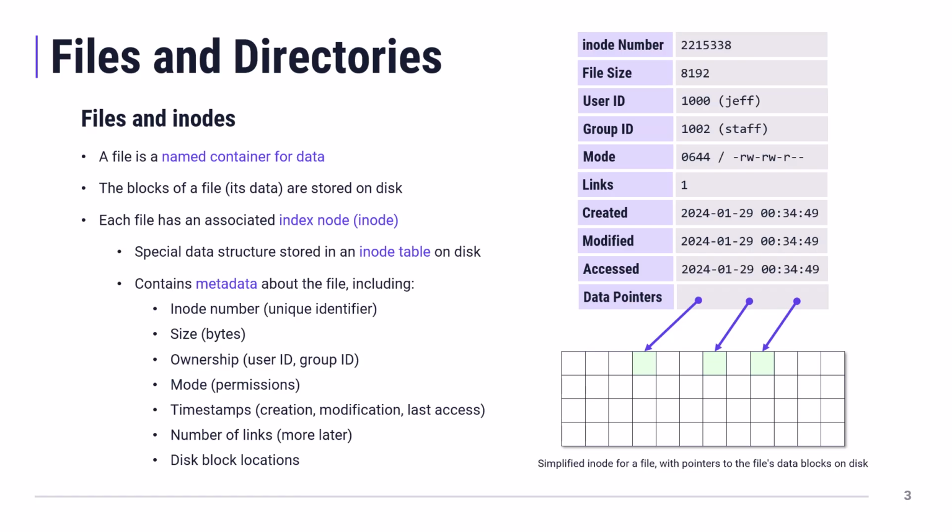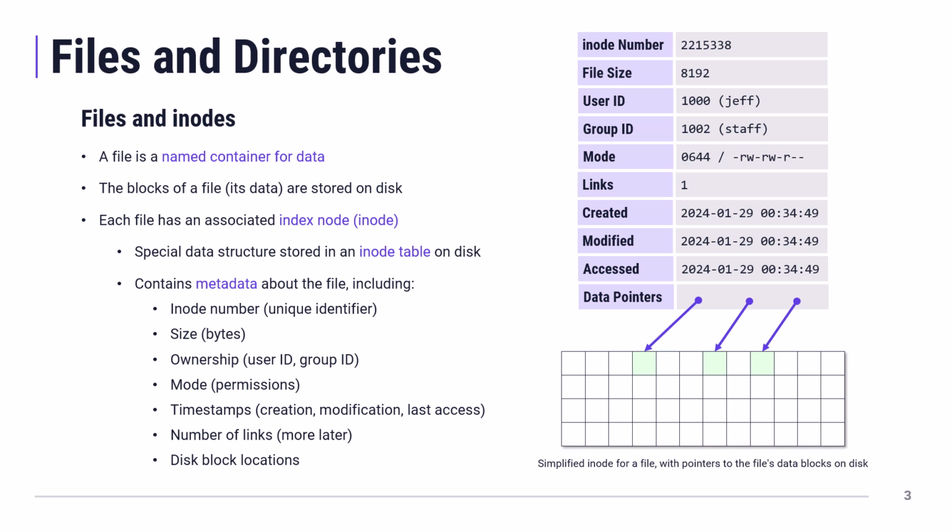So we understand the concept of a file. It's a named container for our data. And then we have the blocks of each file that are stored on disk. And the operating system, when you create a file, maintains a special data structure for each file, for each directory, called an index node, an inode. So this is a data structure that's stored in a special part of the disk by the file system, and it contains metadata about each file.